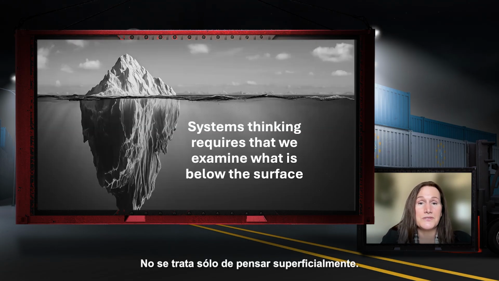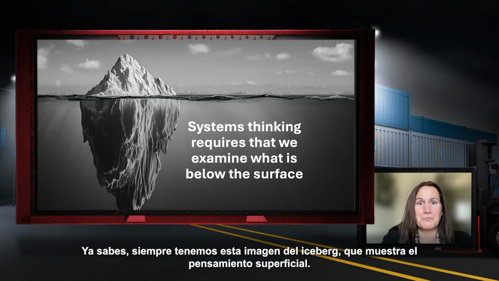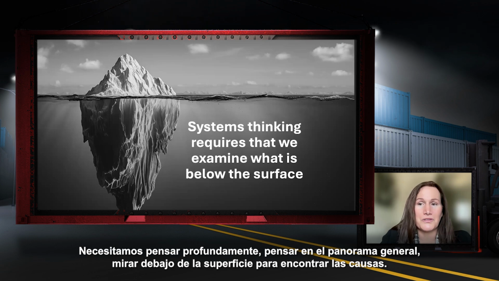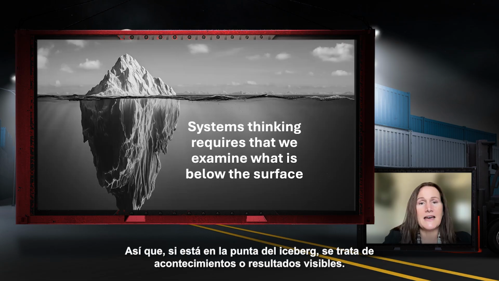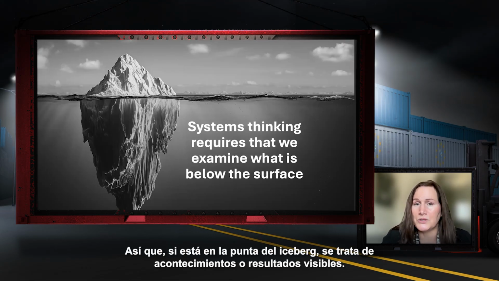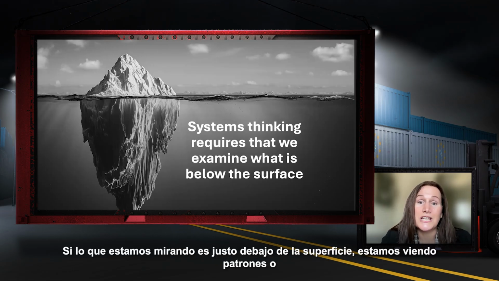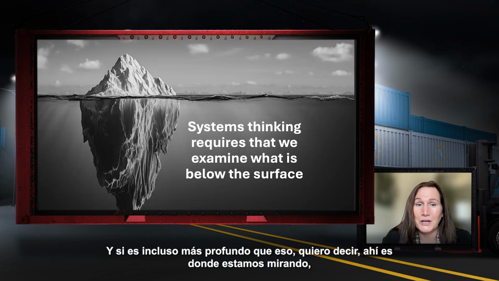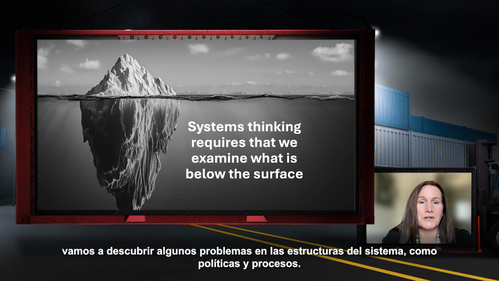It's not just about surface thinking. We always have this picture of the iceberg, which shows the surface thinking. We need deep thinking, big picture thinking, looking beneath the surface to find the causes. At the tip of the iceberg, it's about events or visible outcomes, something that's very obvious. Just below the surface, we're looking at patterns or trends over time. And even deeper than that, we're going to uncover some issues in system structures, such as policies and processes.